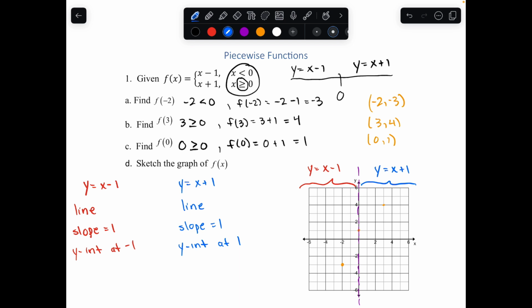So I can draw these on their respective sides. So let's start with the blue. So I know that its y-intercept is at 1. So I'm going to start here.